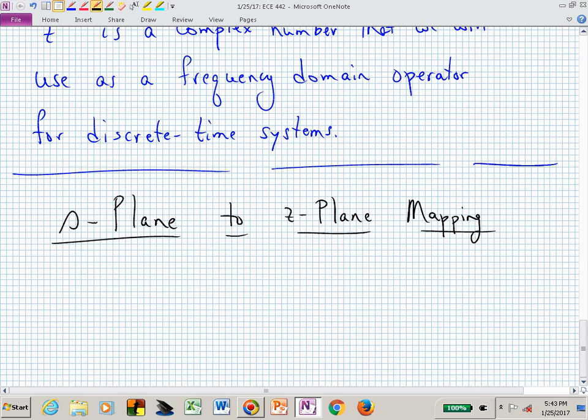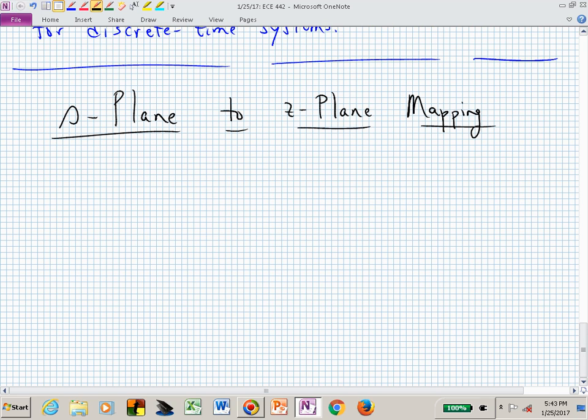You're familiar with the complex S-plane. It has a horizontal real axis and a vertical imaginary axis. We're going to introduce another complex plane, very similar. The horizontal axis is the real axis, the vertical axis is the imaginary, but that will now be the Z-plane. So we want to know how the S-plane is related to the Z-plane. We have two different complex planes.